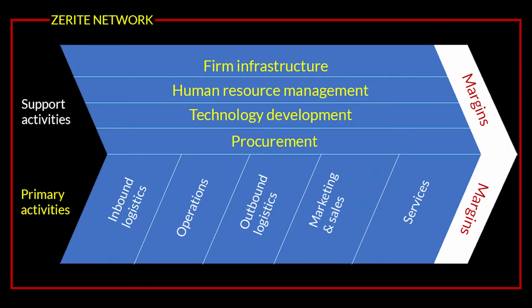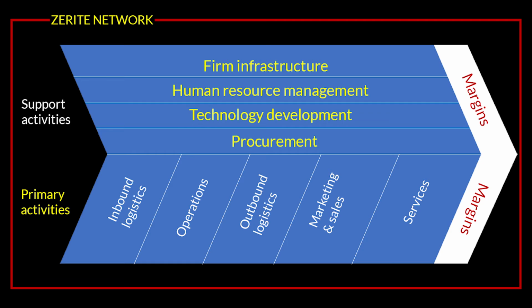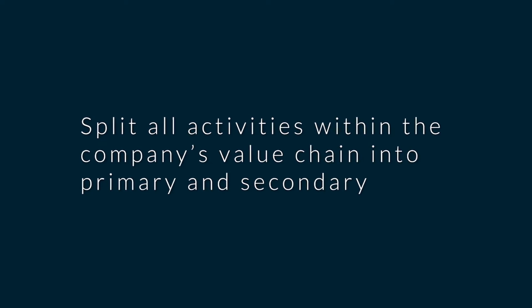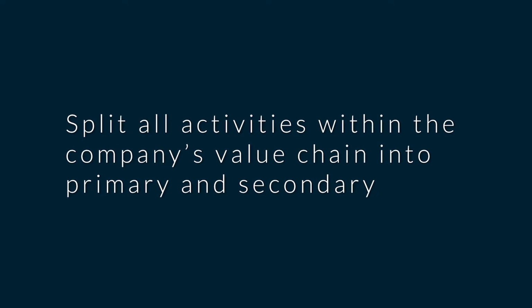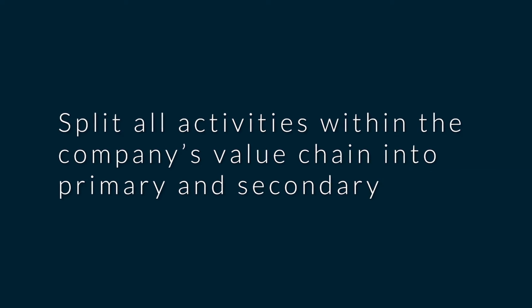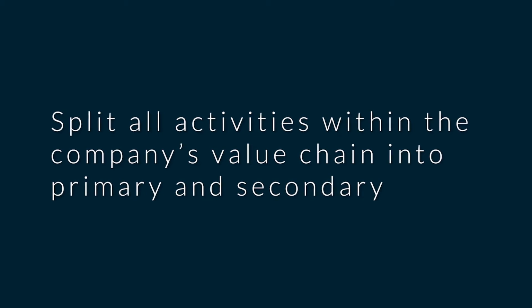So it's a win-win. Porter's value chain has two parts to it. There are primary activities, which are inbound logistics, operations, outbound logistics, marketing and sales, and after-sales services. And then you have support activities. So in this case, you have firm infrastructure, human resource management, technology development, and procurement. What does all that mean in practical terms? So in this case, when analyzing your company's value chain, number one, split all activities within the company's value chain into primary and support activities.